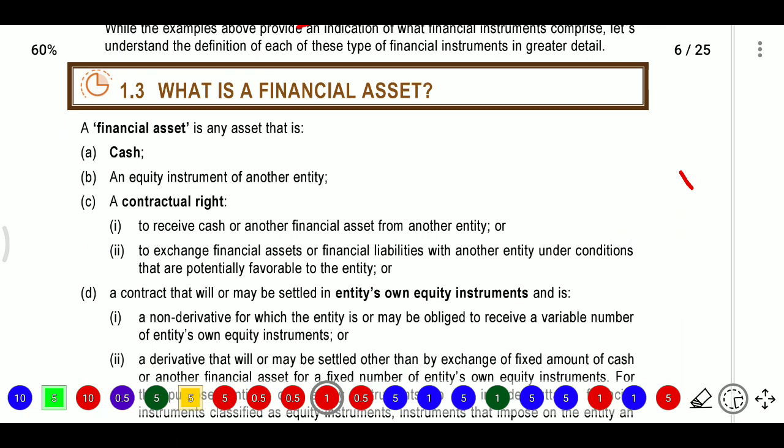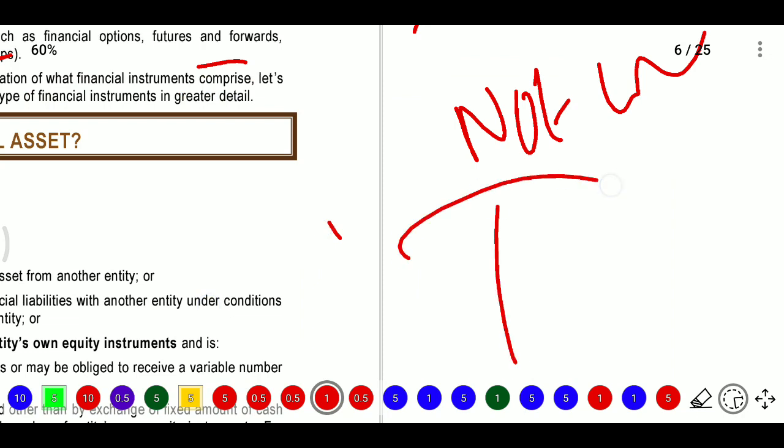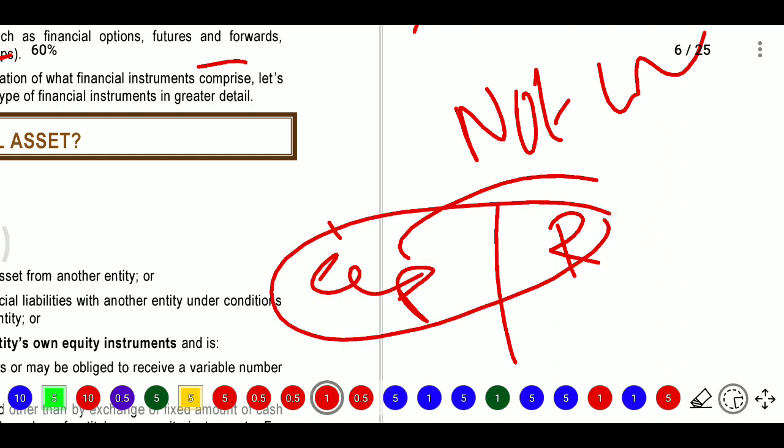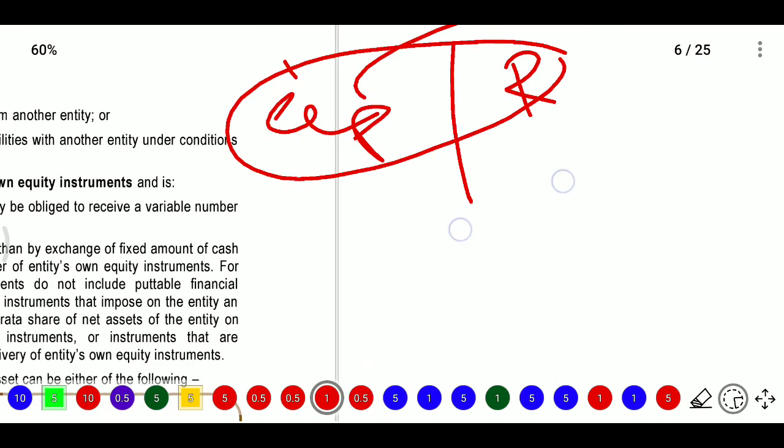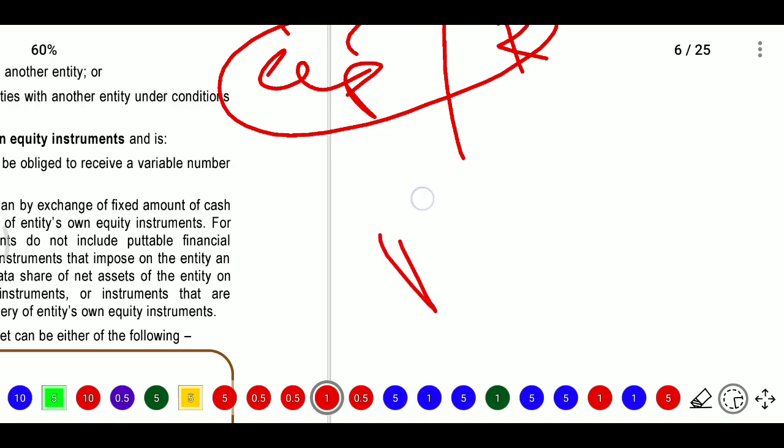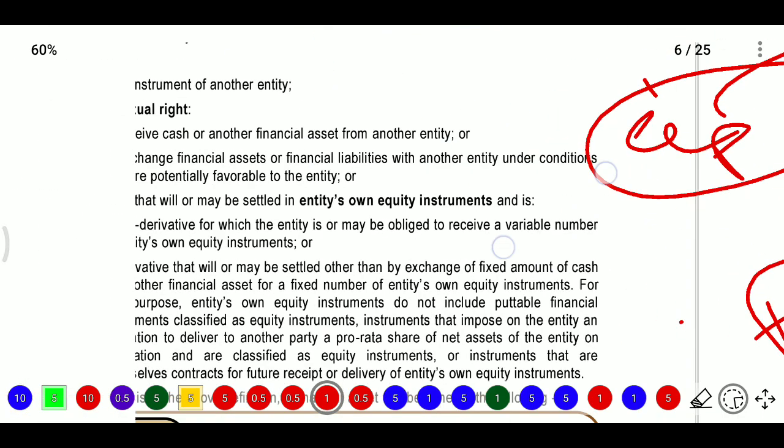Financial instruments are broadly classified into two categories: primary instruments and derivative instruments. Whatever you see in the balance sheet, if you see receivables, payables or equity instruments, these are primary instruments only. Derivative instruments are financial options, financial futures, financial forwards and interest rate swaps. Examples will be given.